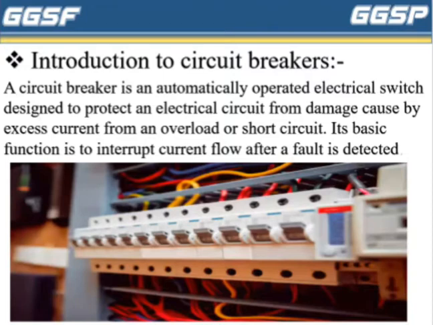Introduction to circuit breakers. A circuit breaker is an automatically operated electric switch designed to protect an electric circuit from damage caused by excess current from an overload or short circuit. Its basic function is to interrupt current flow after a fault is detected.